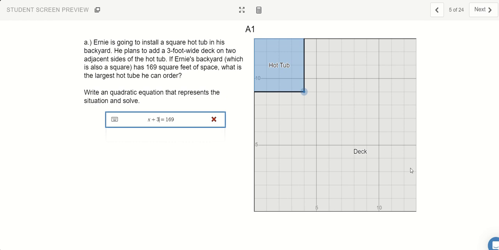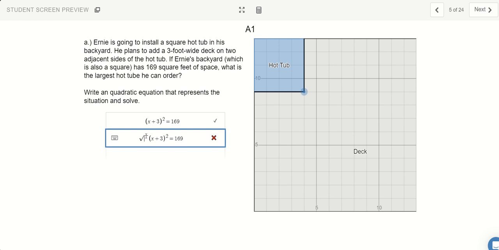So to find the whole area, it's going to be base times height. So I could do X plus 3 times itself. But another way of writing X plus 3 times itself is X plus 3 squared. So now that I have my equation set up, I can start solving for X. To cancel out squaring a number, I can square root both sides. So square root 169. And notice that square root and square cancel out, leaving me with X plus 3. And the square root of 169 is 13.